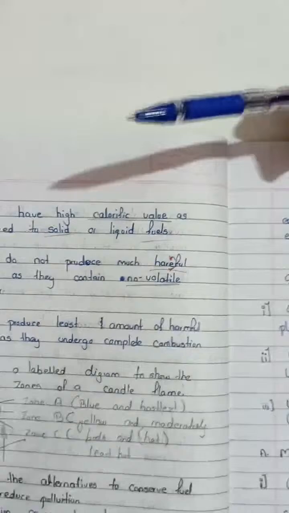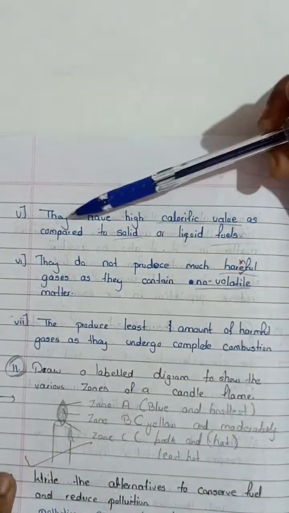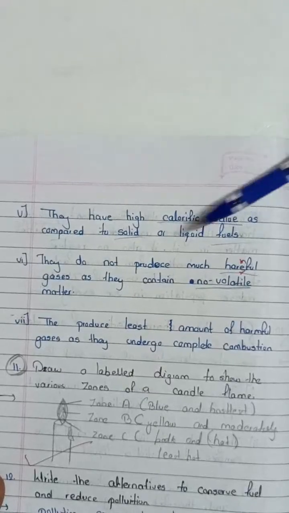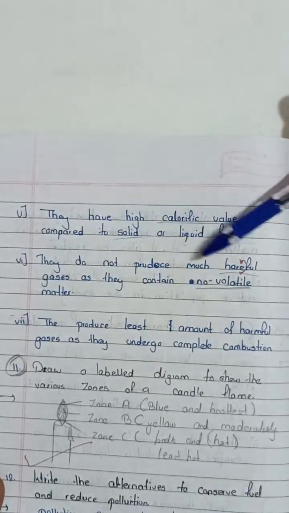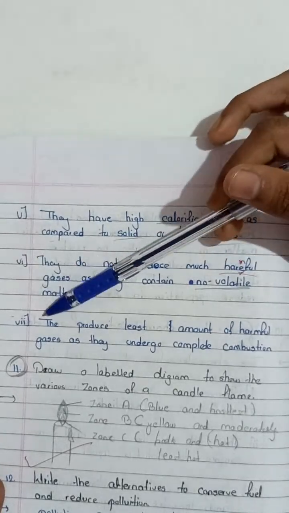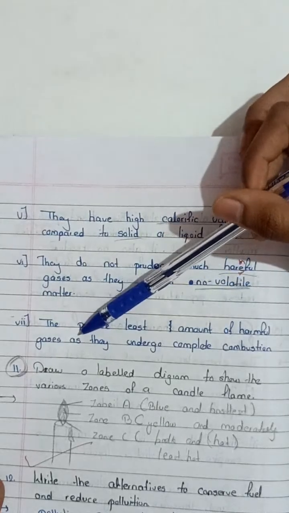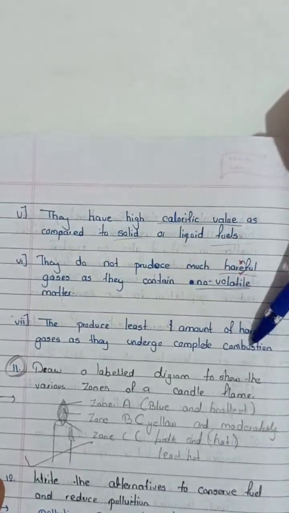Fifth, they have high calorific value as compared to solid or liquid fuel. Sixth, they do not produce much harmful gas as they contain no volatile matter. Seven, they produce the least amount of harmful gas as they undergo complete combustion.